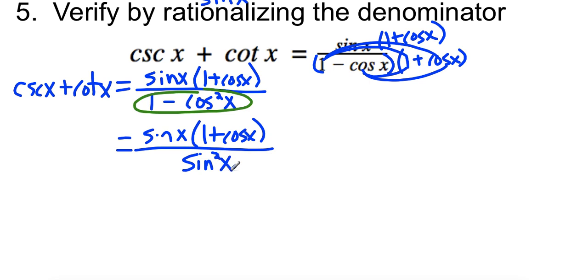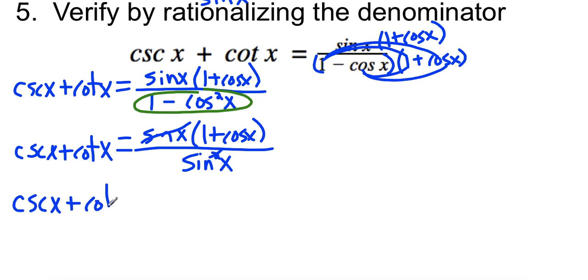Right? This side is still cosecant x plus cotangent x. Now one of my sines will cancel. So I have cosecant x plus cotangent x equals 1 plus cosine x over sine x. Now, there's a couple different ways we could go about this. I'm going to keep working with the right-hand side. If you wanted to work with the left-hand side, you certainly could.